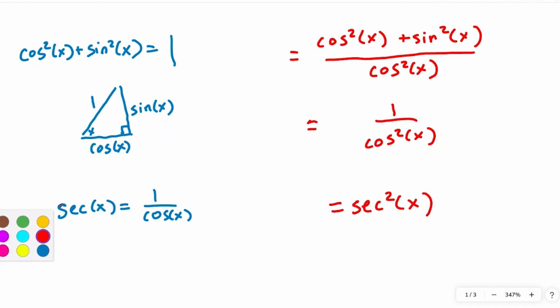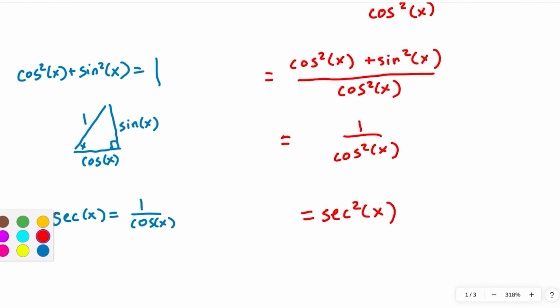And that's about as far as we can go here. So the derivative of tangent is secant squared, and we just proved it using the quotient rule, along with some trig identities thrown in the mix. Okay, so that's our derivative for tangent.